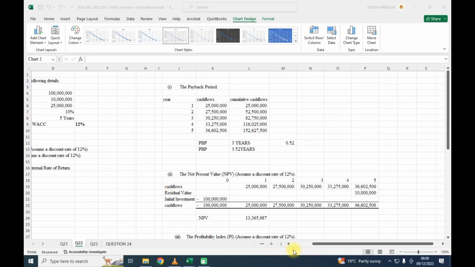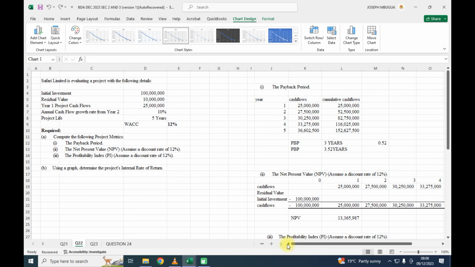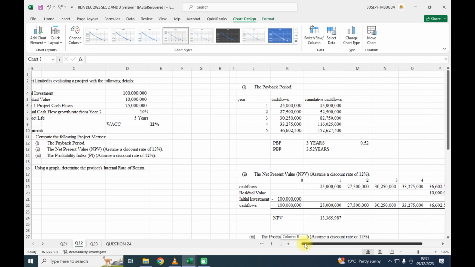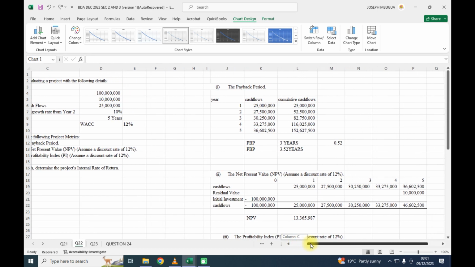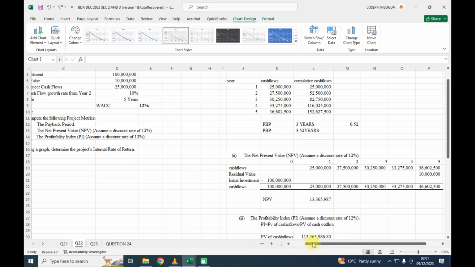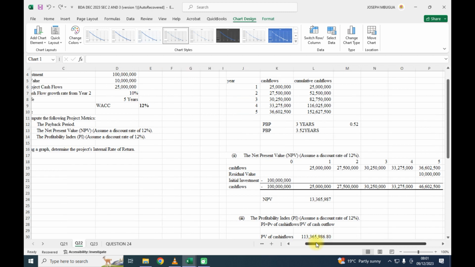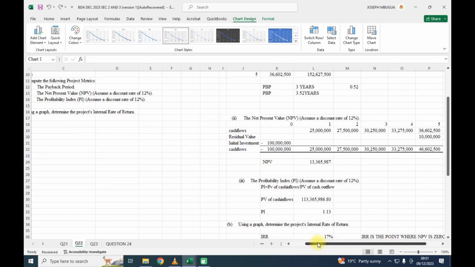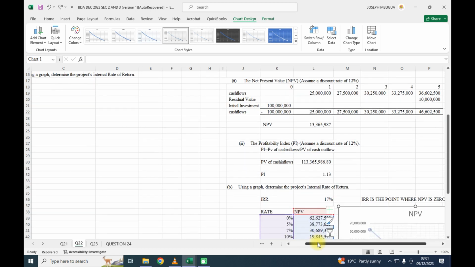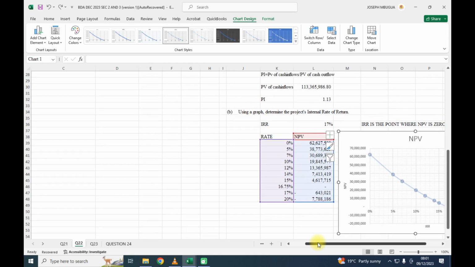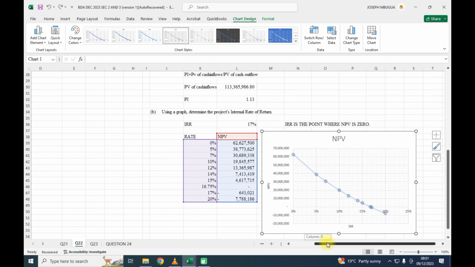Yeah, the question was having 3 parts: the payback, the net present value, profitability index, and the graph for IRR. We have done the payback period, we have done the NPV, and in this case we did not have the tax rate. Without the tax rate, you have gone directly to get our cash flow, the residue, and we have minus the initial, where we have gotten our NPV there. Then you have gotten the profitability index, which is the PV of cash inflow over PV of cash outflow. We have gotten our PI there, and using the graph, we have been able to determine our IRR.